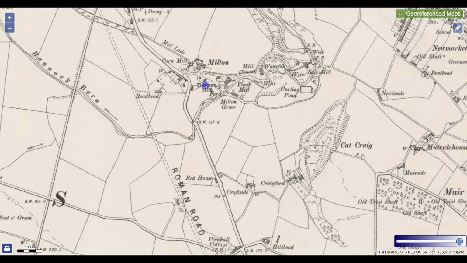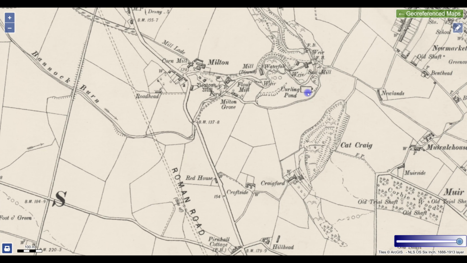So just looking at the Milton Ford here, it's great to see these names: Beatson's Mill, the Flour Mill, the disused mill here. Quite a number of mills in that area, wasn't there? And interestingly, a curling pond as well in the 1800s. Now I doubt if that was there in medieval days, but goodness knows, wouldn't it have been great if they could sort out their differences with a game of curling instead of a major battle.